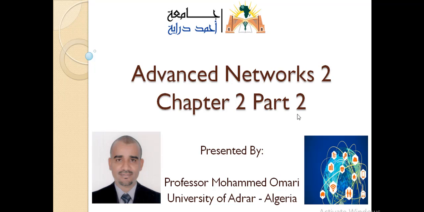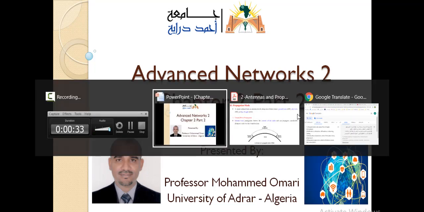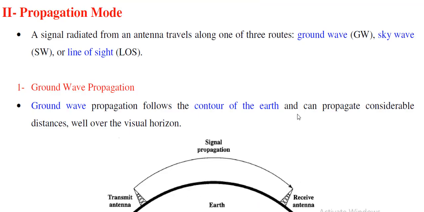Today we're going to continue with chapter 2 of Advanced Network 2. Today we're going to see the second part that deals with propagation modes. All right. So with wireless transmission, we have many types of propagating a signal, or many types of propagation modes. The most known ones are the ground wave, the sky wave, and the line of sight.